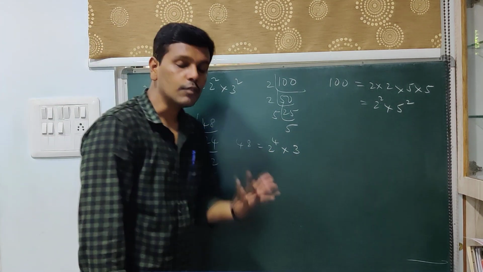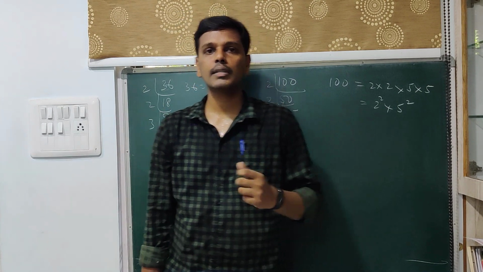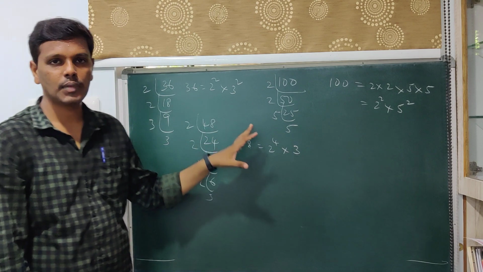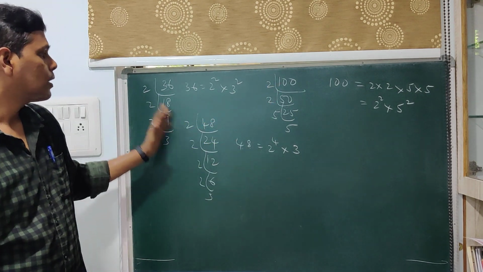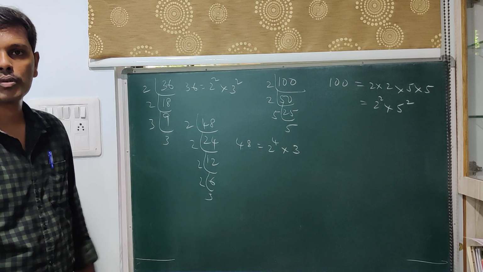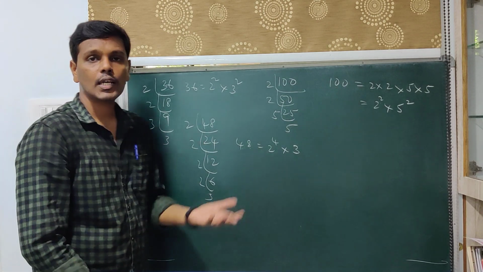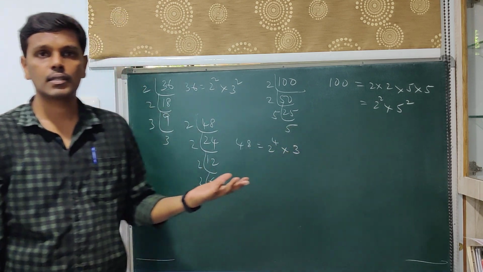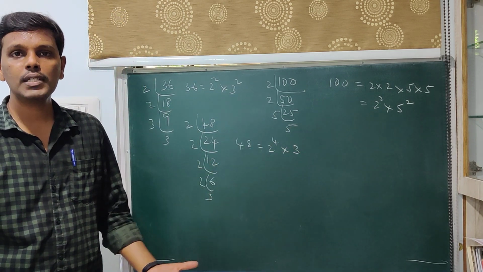So in this way, in fact, every composite number can be written as a product of prime factors. That is the conclusion which I can make. Though I have only taken 3 examples, you can extend it to any number of composite numbers, and you can say that given a composite number, you can write it as a product of its prime factors. Those prime factors need not be distinct.